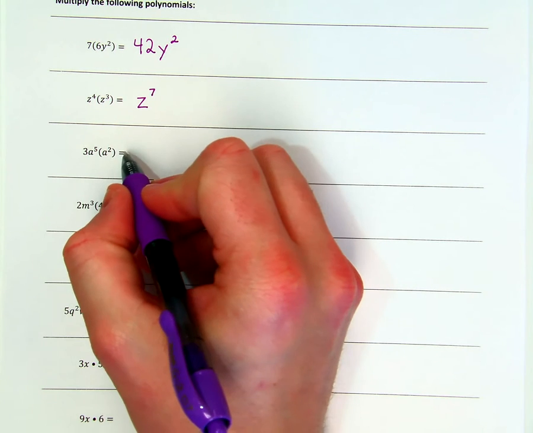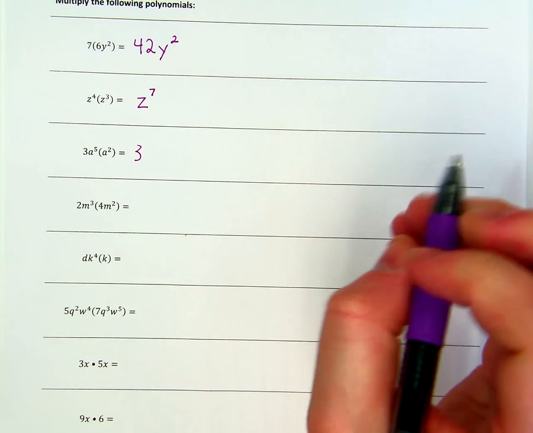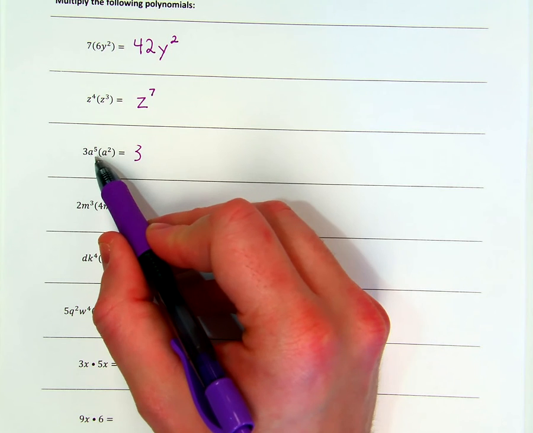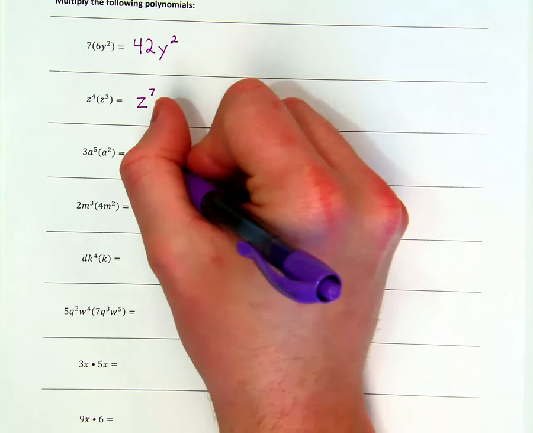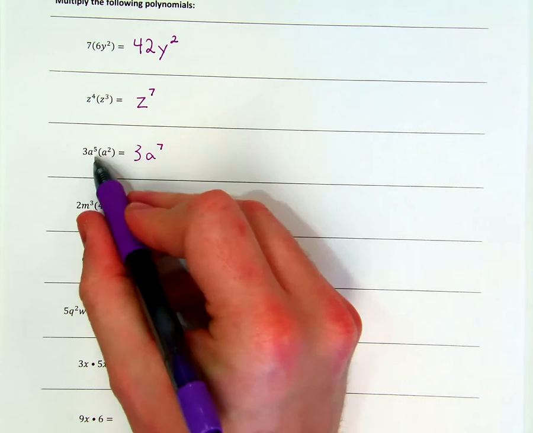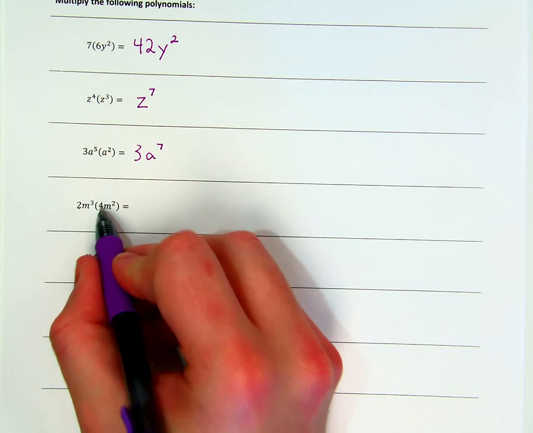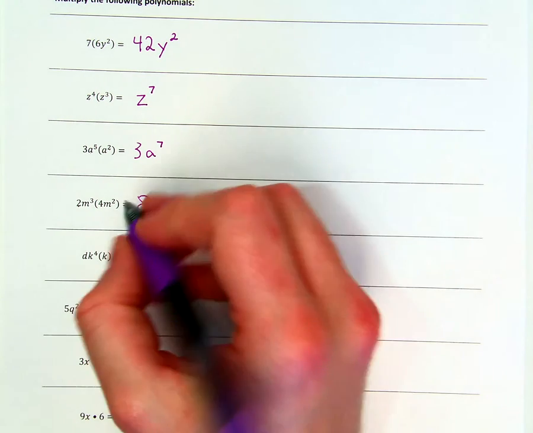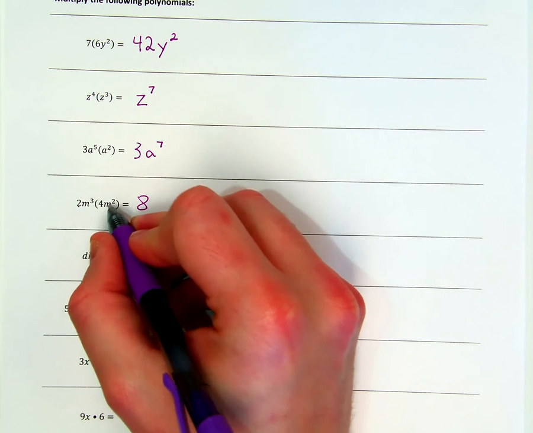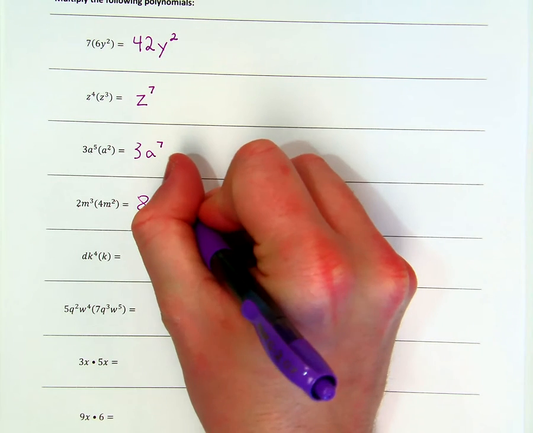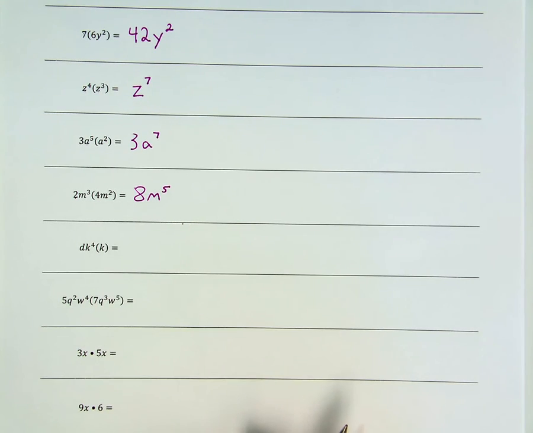For example, this features a 3, 5 A's here, and 2 more A's. So there are a total of 7 A's. 5 plus 2 is 7. So our final answer is 3A to the 7th. Moving on, 2 times 4 is 8. There are 3 m's and 2 more m's being multiplied against each other. So there are a total of 5 m's being multiplied against each other.